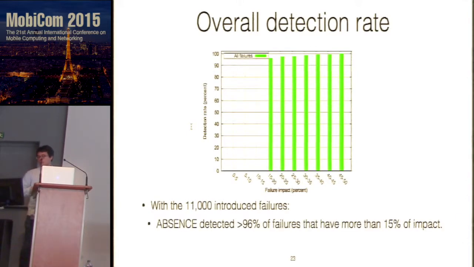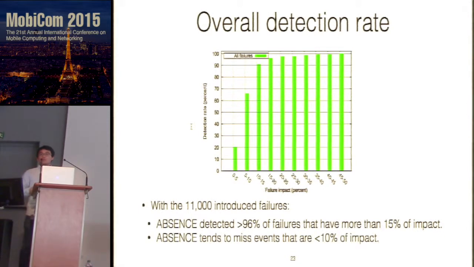As we can see, Epson works pretty well for events that have a large failure impact. For example, it can detect more than 96% of events that have more than 15% of impact, and it doesn't work that well for failures that are not very impactful, for example less than 10% of usage. The reason is Epson may treat those less impactful events as a normal variation in user usage.